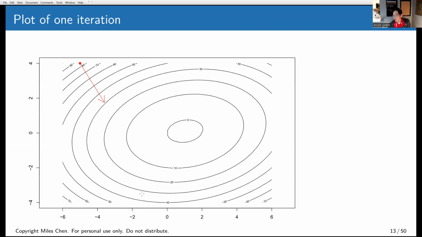And so I'm going to plot this. -5, 4 is right here, and -3.6, 1.75 ends up right here. So this is one iteration. We started here, we go in the opposite direction of uphill, and we end up downhill, and this gets me closer to the bottom of the hill.